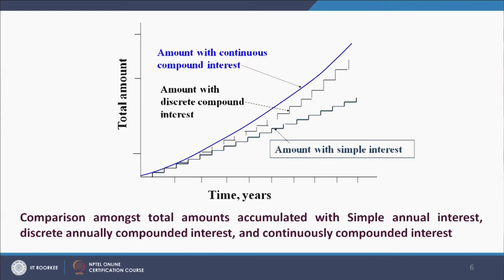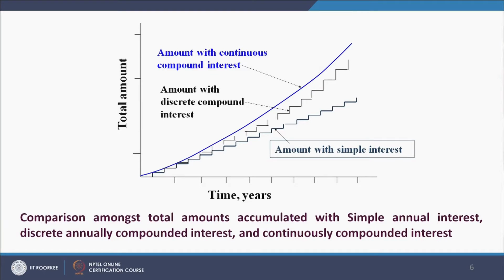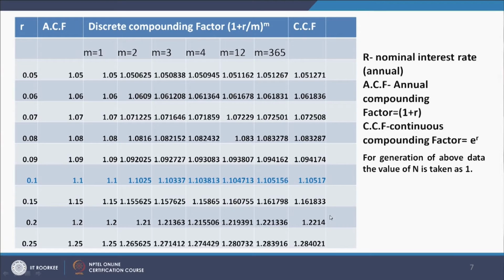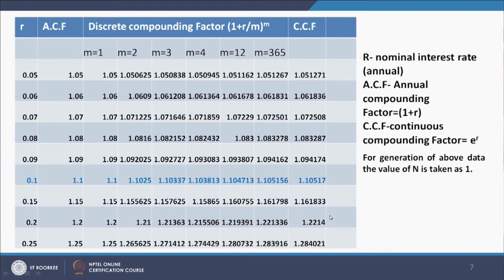Now, if you see how the different compounding methods produce total amount after a certain time, we find that the FV for simple interest is the lowest one and the FV for continuous compounding is the highest one, and in between is the amount with discrete compounding. Now, if we compare the annual compounding factor (1 + r), the continuous compounding factor e^r and the discrete compounding factor (1 + r/m)^m for different values of r, then this table can be created.